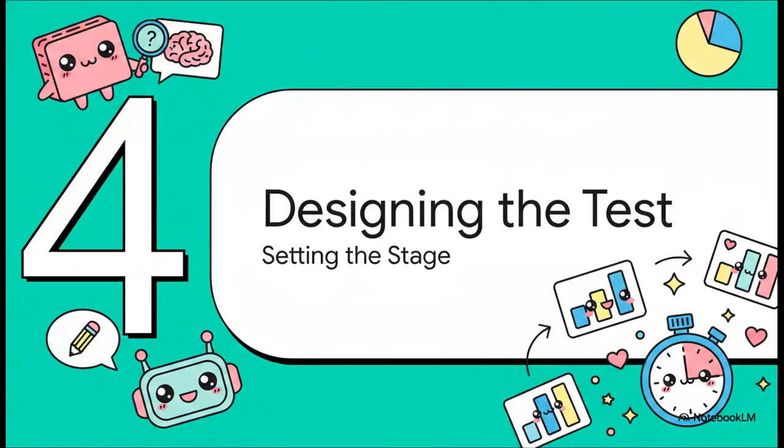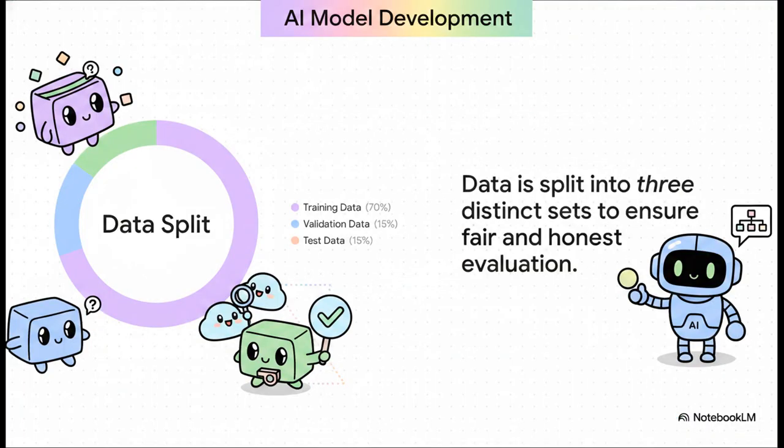Okay, so whether you're fine-tuning a model or engineering the perfect prompt, there is an absolutely critical step you have to take before you do anything else. You have to design a fair test. You need a way to accurately measure how well your model is actually performing. And the standard way to do this is to split your data into 3 buckets.